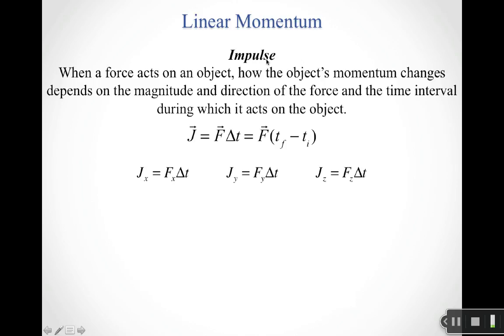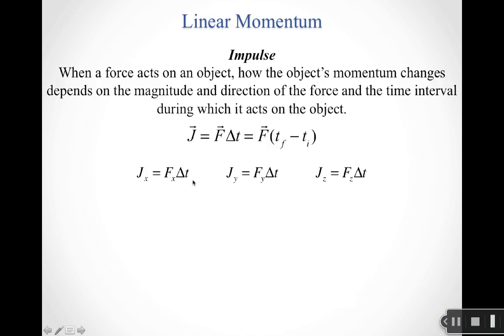Now, if you want to start talking about how the momentum changes, that's talking about the impulse. So basically, when a force acts on an object, how that force acts to change the object's momentum depends on the magnitude and direction of the force, and the time interval over which it acts. So J here is the impulse. It's equal to the force acting on the object times the time interval that the force acts over. So this is just the force times t final minus t initial.